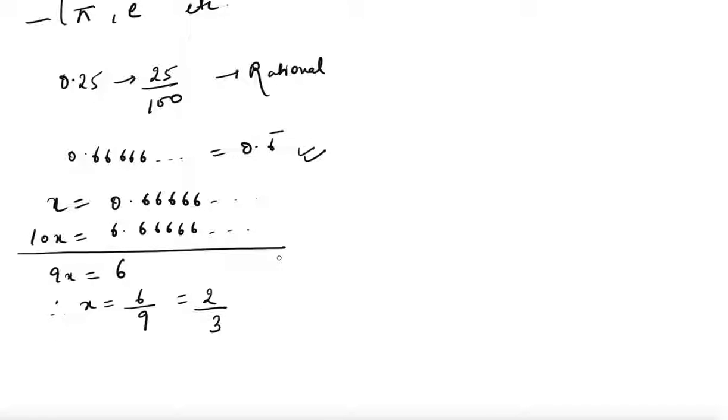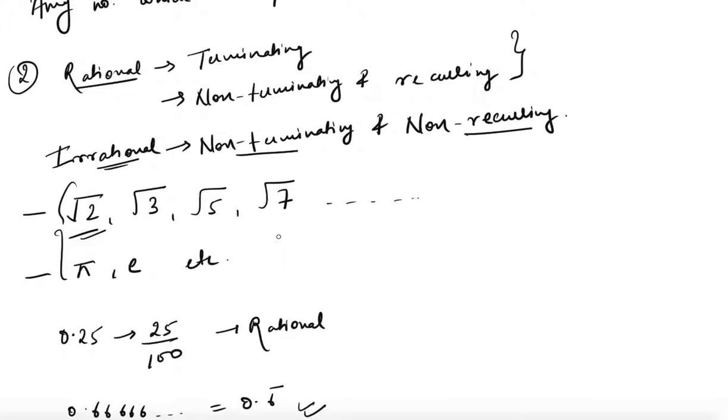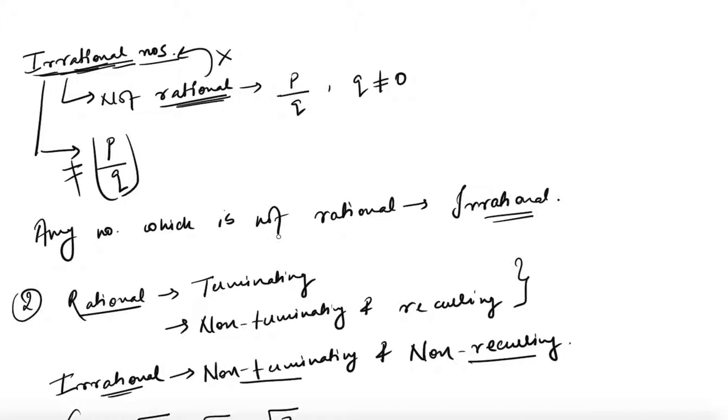So now I think the definition of irrational numbers is pretty clear. Operations on irrational numbers, etc., we'll be seeing in other videos, but I just want to focus in this video on the basic definition of irrational numbers, right? A number which is not rational, which cannot be represented in the form of p by q, will come under the category of irrational numbers.